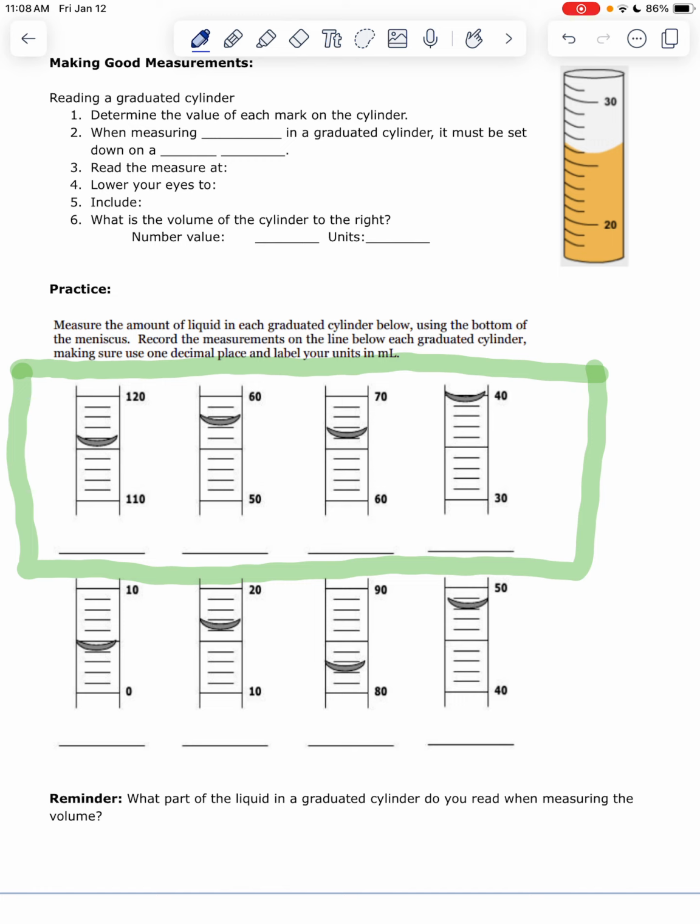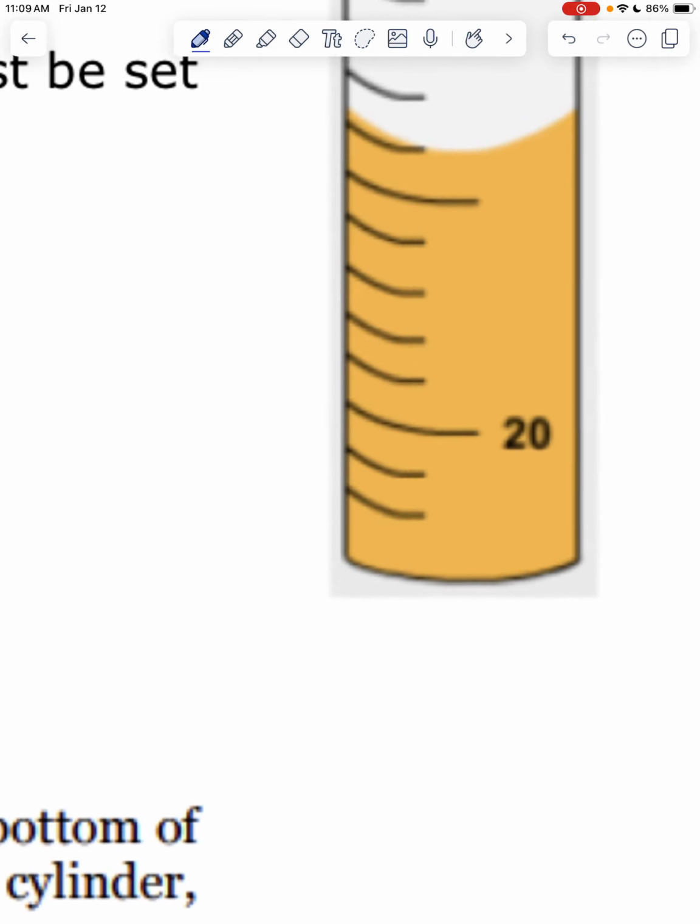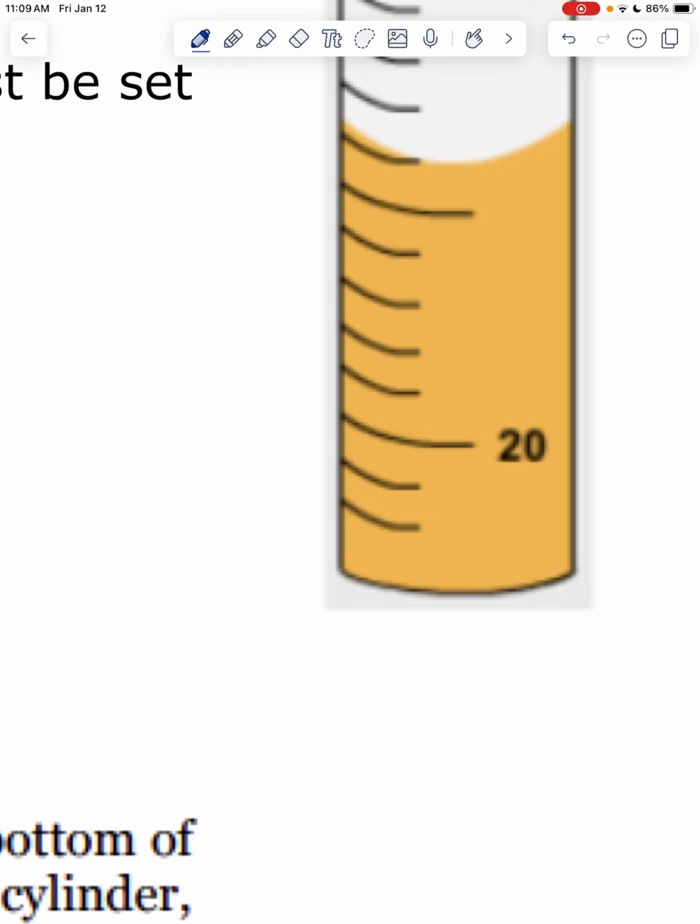In this case, when we're reading the graduated cylinder, remember, all of these are on the slide deck that's also posted on Schoology. In order to read a graduated cylinder, graduated cylinders are used to measure liquid amounts. And liquids tend to have this little curvature shape at the top when you're measuring. And that's what we read at eye level when it's on a flat surface to be able to accurately measure the amount of liquid in some type of graduated cylinder.